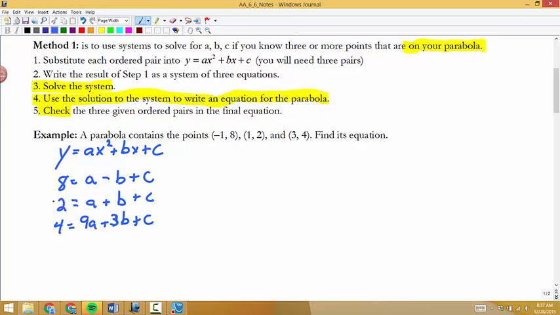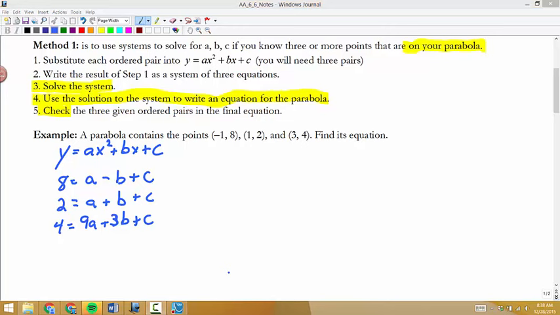If I plug the other points in, you'll notice that I end up with 2 equals a plus b plus c, and 4 equals 9a plus 3b plus c. I'm getting that from the point (3, 4). When I square 3, that's where that 9 is coming from. Remember, I'm putting in 3 for x in here.